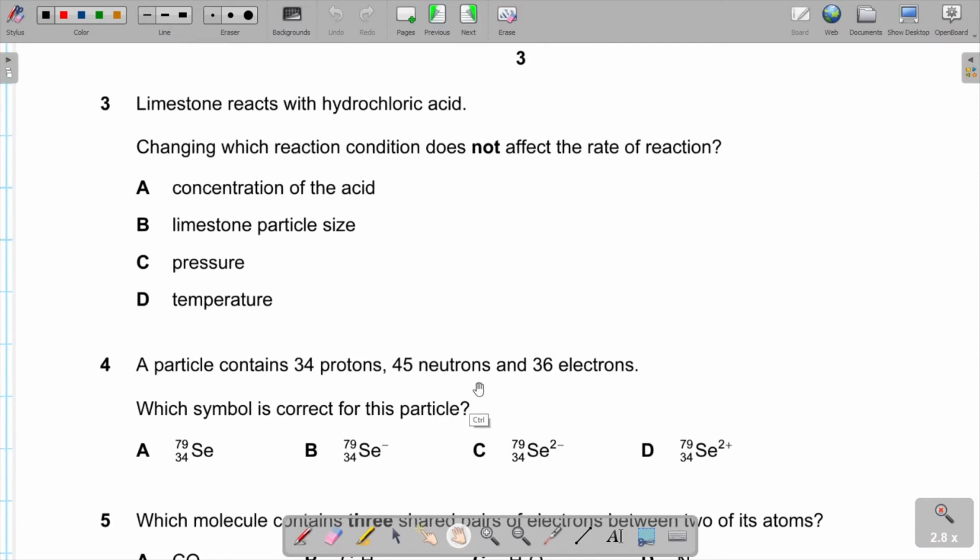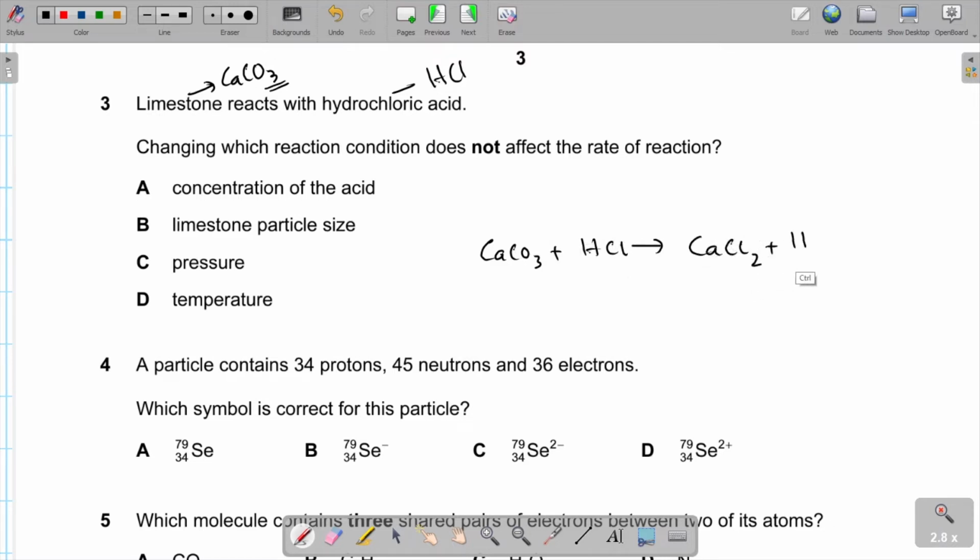Moving on to the next question. Limestone reacts with hydrochloric acid. Changing which reaction condition does not affect the rate of reaction? Limestone is calcium carbonate reacting with HCl. So calcium carbonate will give me calcium chloride plus water plus carbon dioxide. We have to put a 2 over here. So this is the equation of the reaction.